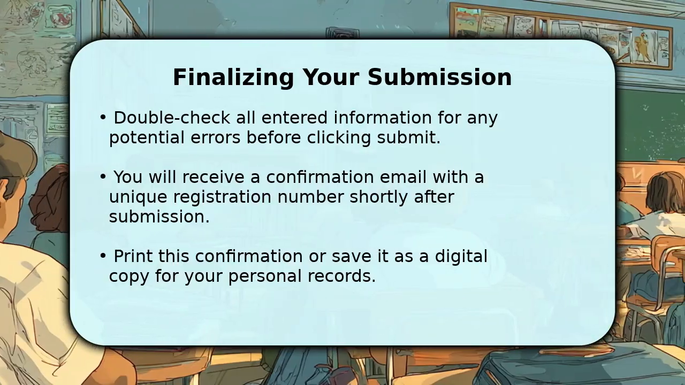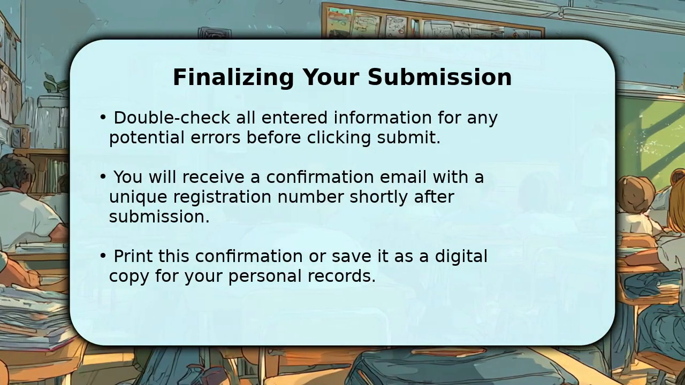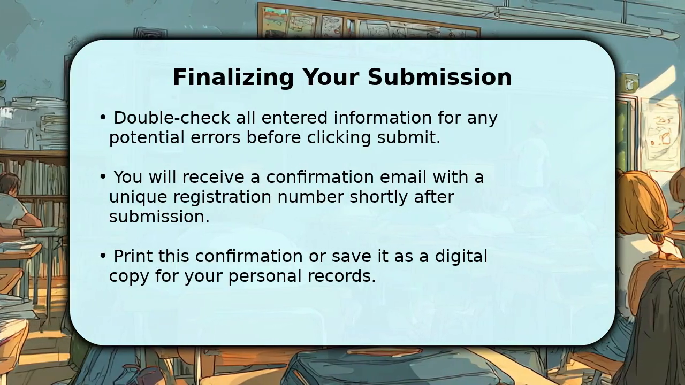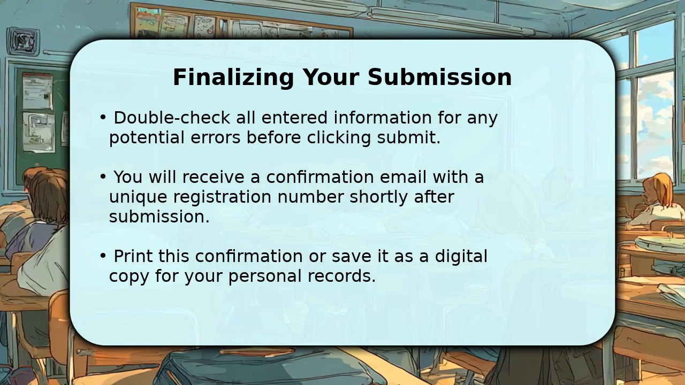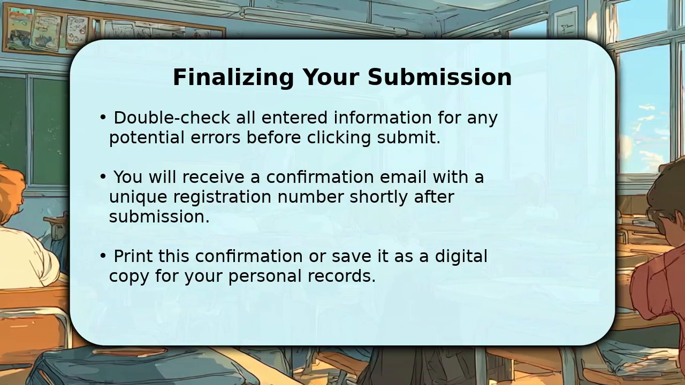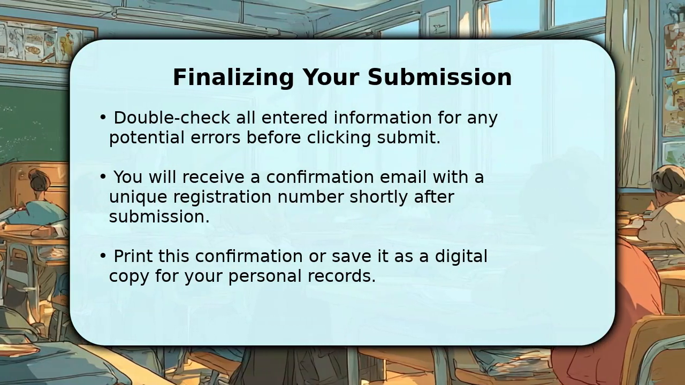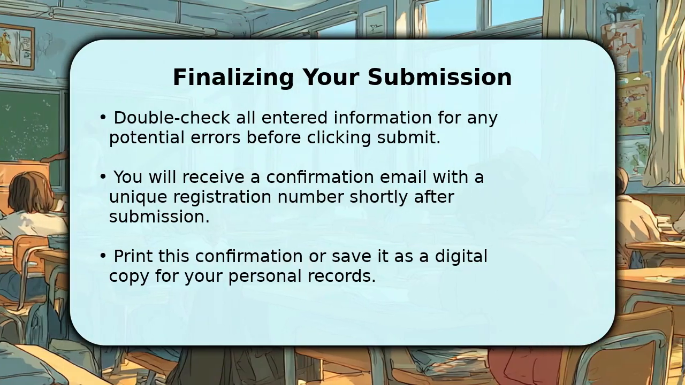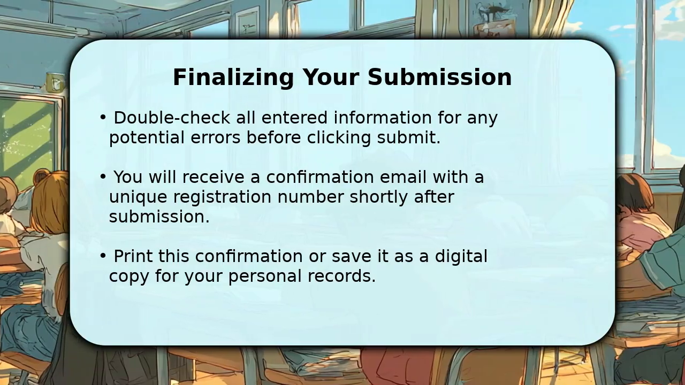After inputting all required information, take a moment to thoroughly review every field for accuracy. This step is critical to prevent any discrepancies later. Upon successful submission, you will promptly receive an email containing a unique registration number, which confirms your undertaking. Keep this number safe. It is your primary proof of completion. Consider printing this confirmation or saving a digital version immediately.